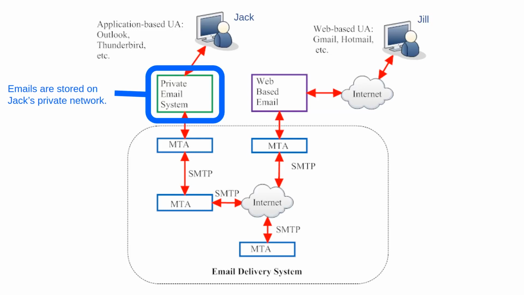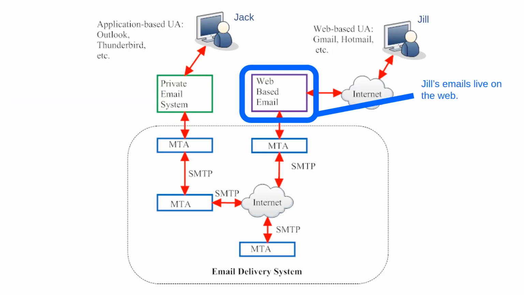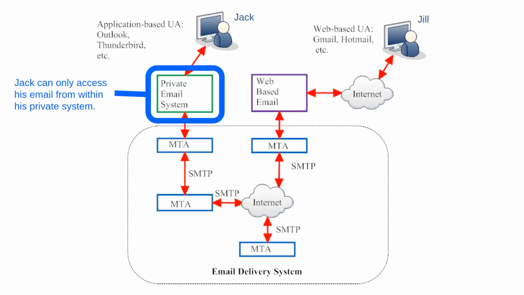If we look over to the right side of the illustration, we see that Jill has a web-based user agent. A web-based user agent stores Jill's emails out on the web somewhere. It also means that Jill can send and receive emails from any computer with an internet connection. Jack can only send and receive emails from within his private network, which contains a very limited number of computers. In fact, if it's a home network, Jack may only have one computer connected to it.